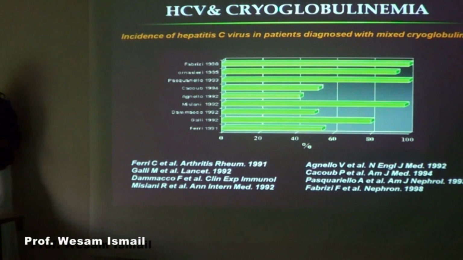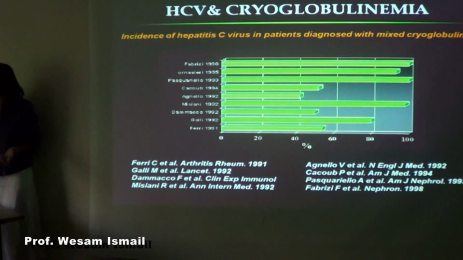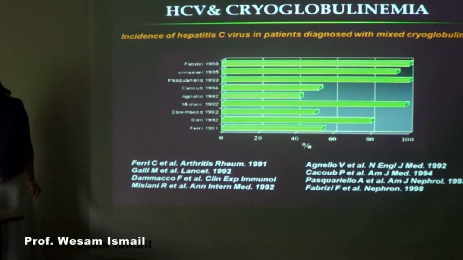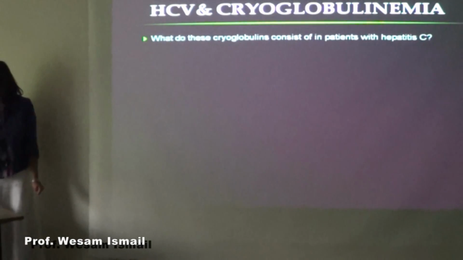So what's the incidence of cryoglobulinemia in hepatitis C virus? And you can see this is the result. They are old papers, but they are still very valid, and you can see that up to 100% of patients diagnosed with mixed essential, or what we used to call essential mixed cryoglobulinemia, turn out to be HCV positive, and vice versa, up to 60% of hepatitis C patients are cryoglobulin positive, or they have cryoglobulins.